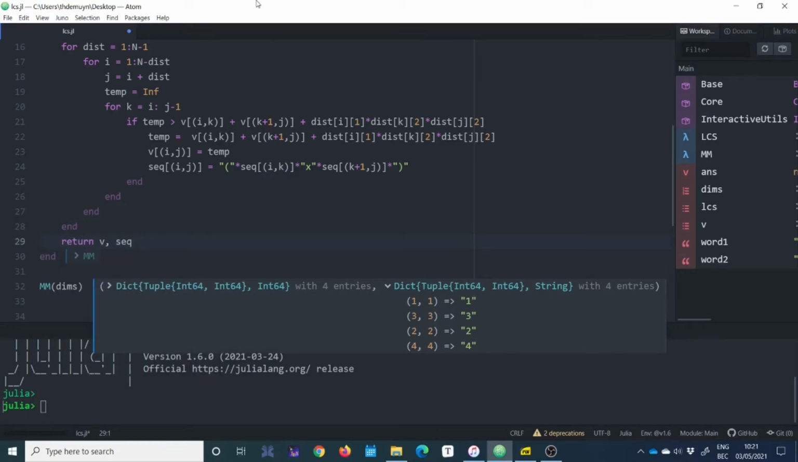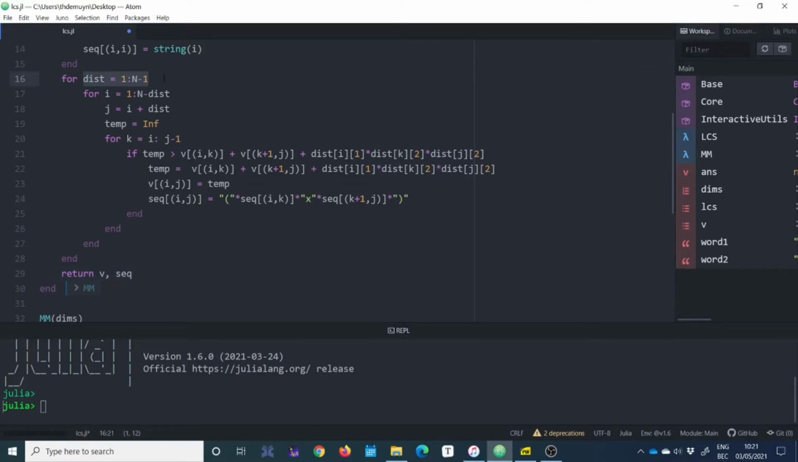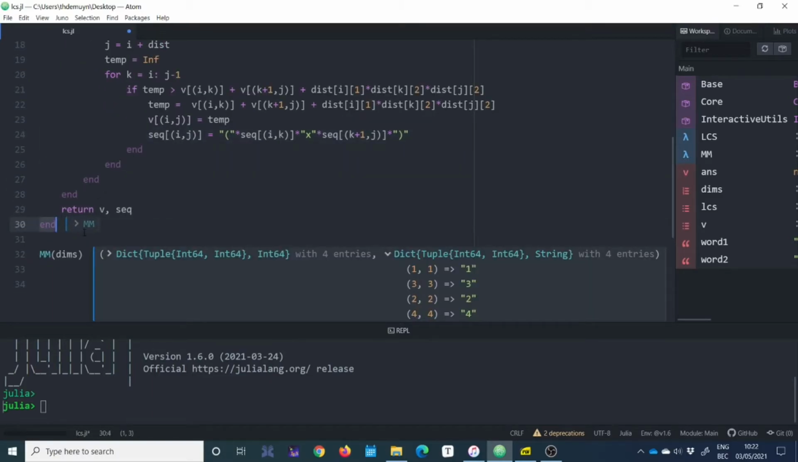So we have several loops inside each other, right? This one is looking at the distance from the diagonal, this is iterating over the possible rows, and this is iterating over the possible splits, right? So if this split k improves my temporary solution, I'm going to update my temporary solution. I'm going to assign the cost to this temporary solution, and I'm going to update my sequence. So every time I find a better value, I'm going to run these three things here, so I'm going to update everything. Okay, so let's try to compile this.